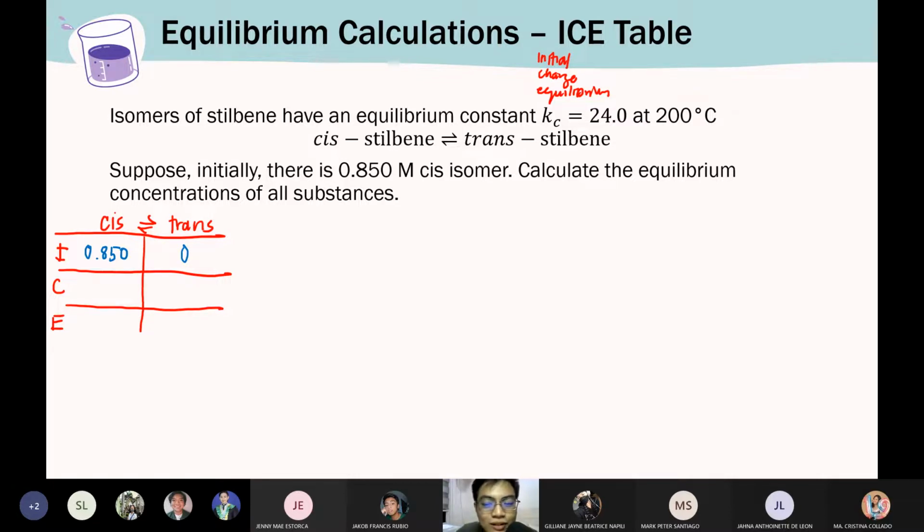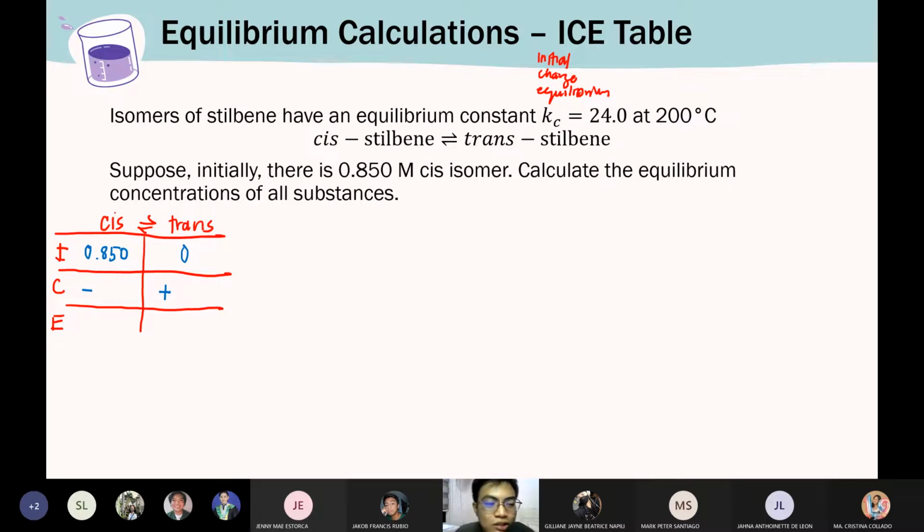Kung saan yung zero, edi dun madadagdagan. Yung non-zero, yun yung mababawasan. Okay? So, meaning, kung nasan yung zero, siya yung madadagdagan. So, positive yung change doon. And kung sino yung hindi zero, siya yung mababawasan. Gamitan nyo na lang ng simple logic. Hindi mababawasan si trans kasi wala nga siya. Si cis, pwede siya bawasan. Okay? Ito yung next question.